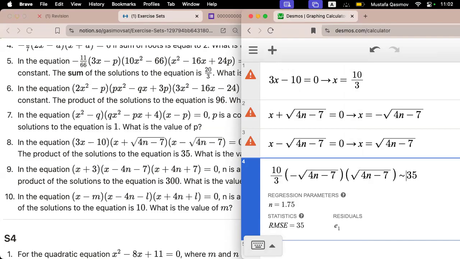But there's a mistake in the question, because when you write 1.75 instead of n, you will get 0 and it is not correct actually, but it's not a problem.